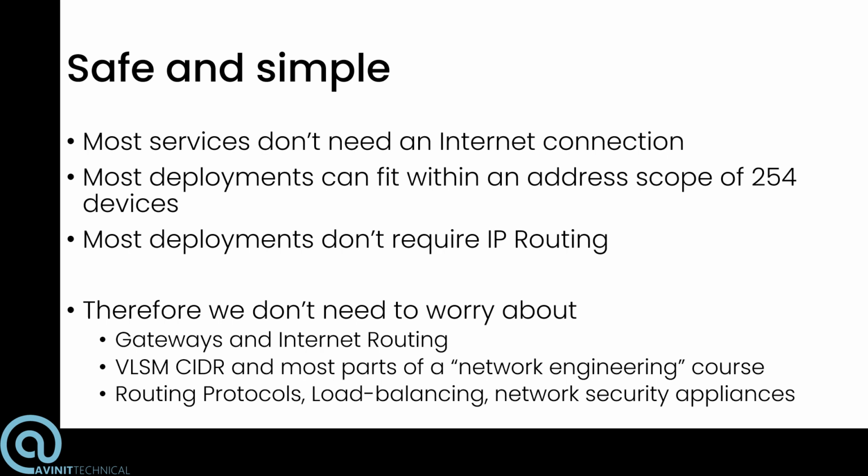What we're looking at are the kind of networks that you may be deploying on your own or as part of an IT integration. So the thing to remember is most deployments in AV can fit within an address scope of 254 devices per service. So most deployments don't really require IP routing, and I'm talking about most being the majority of cases. Inevitably people are going to say, well, I've got a project that needed IP routing. Yeah, they exist. Of course they do. We're not talking about this specifically today.